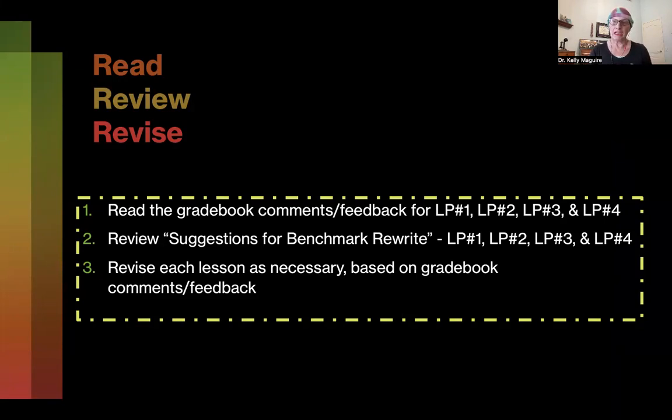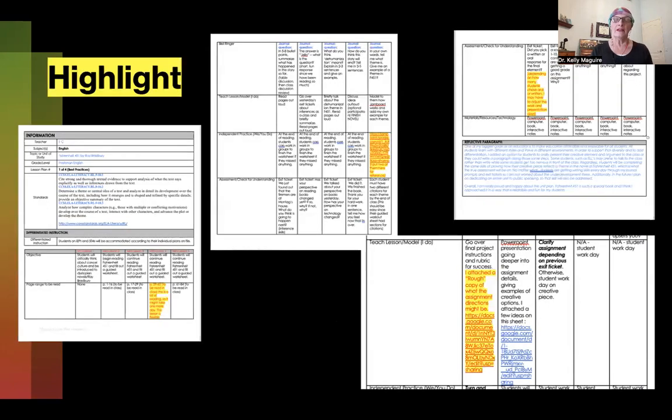If I have any suggestions for the benchmark rewrite on any of the lessons, you need to revise those lessons as necessary to align as closely as possible to the suggestions that I'm making in the feedback for those lessons. The next thing that I'd like you to do is to highlight. This helps so that when you resubmit it to me, because I've actually already seen the entire thing, I will then be able to quickly and easily see that you have addressed the feedback.